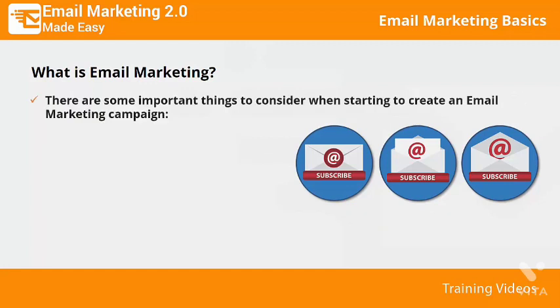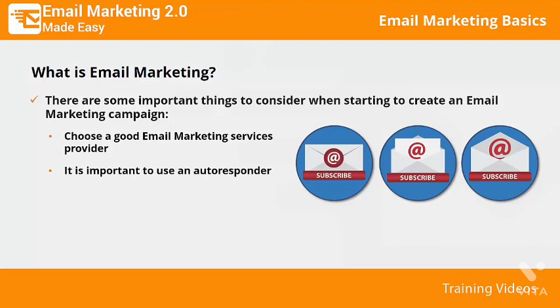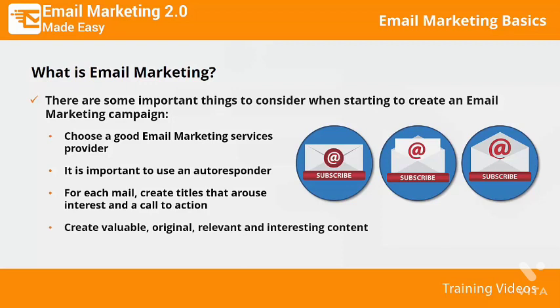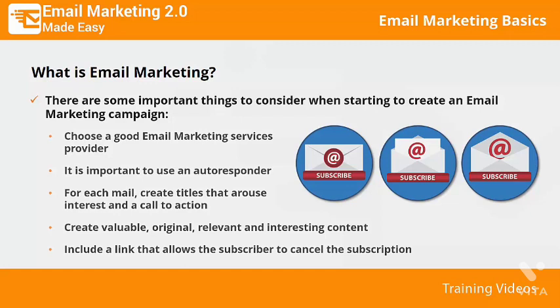There are some important things to consider when starting to create an email marketing campaign. Choose a good email marketing services provider. It is important to use an autoresponder. For each mail, create titles that arouse interest and a call to action. Create valuable, original, relevant, and interesting content. Include a link that allows the subscriber to cancel the subscription.